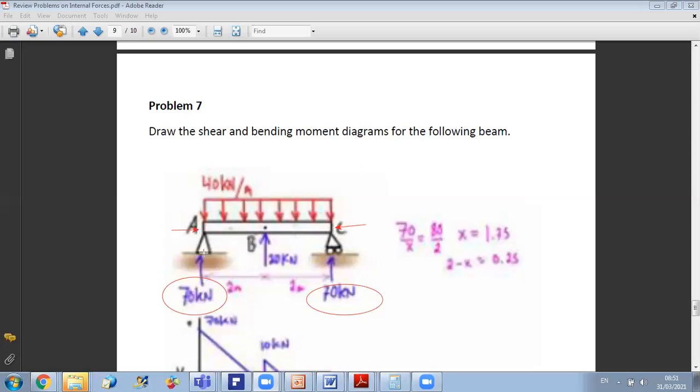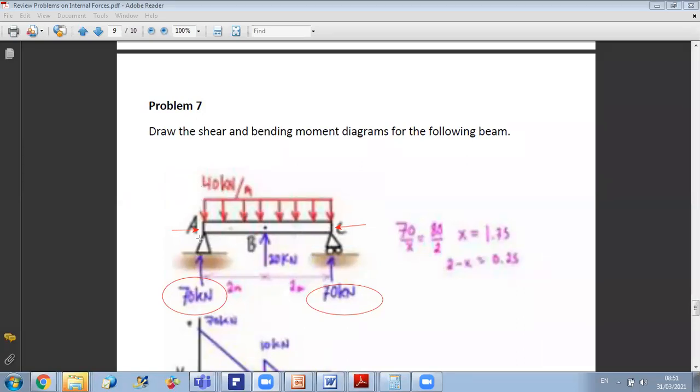So since I have symmetrical loading and I have supports at the two ends, a pin and a roller, I have an upward reaction in y for both cases, then it's purely symmetrical.